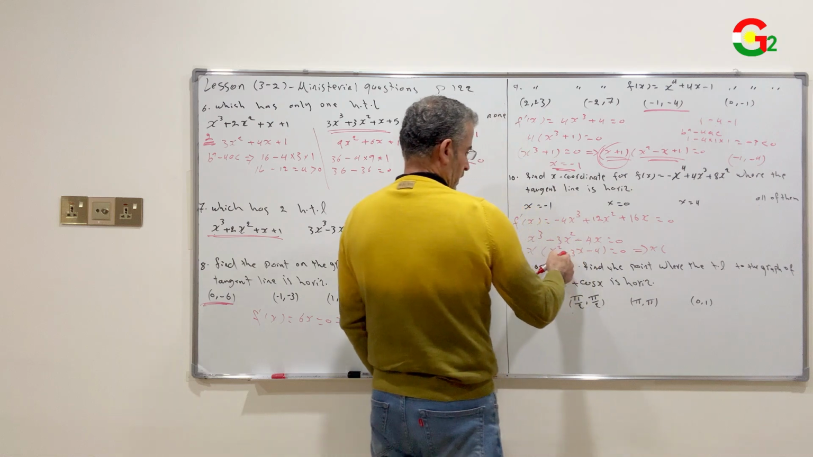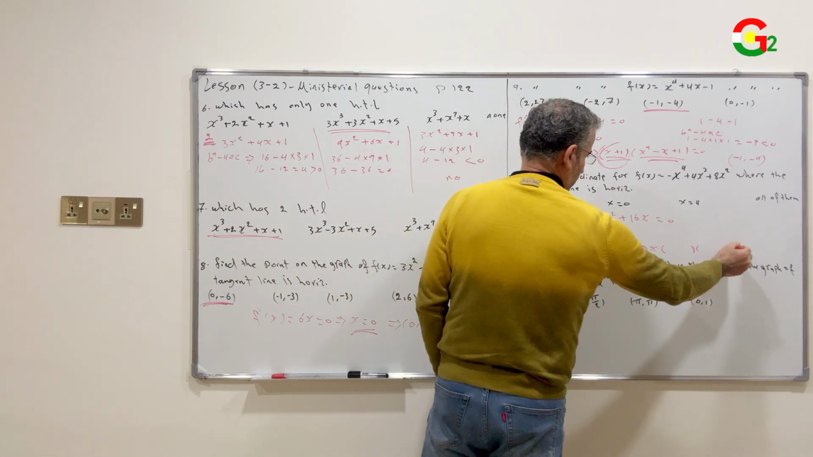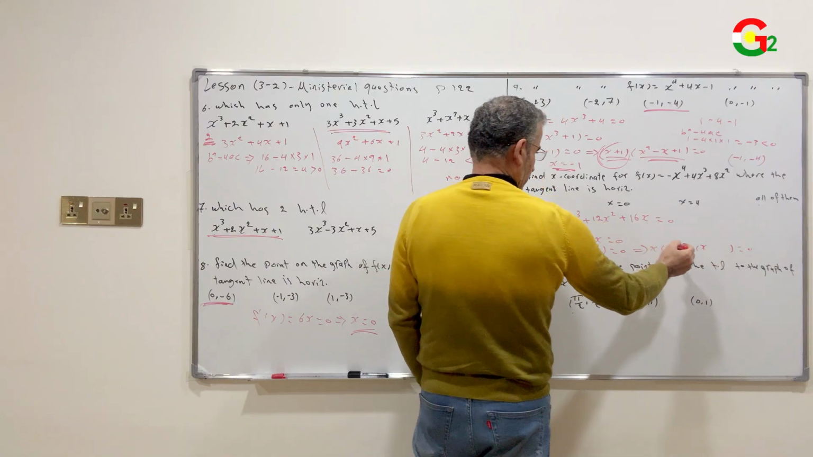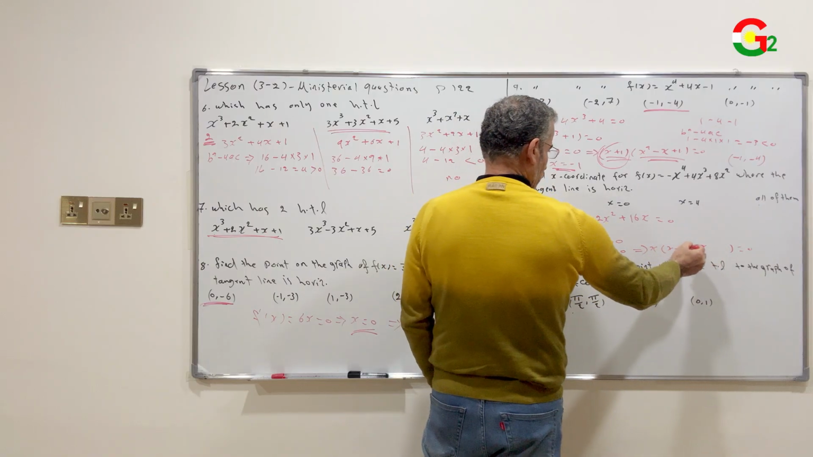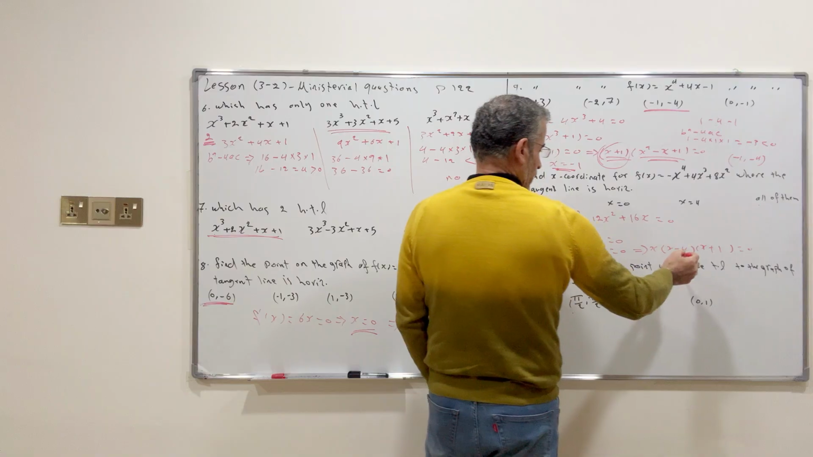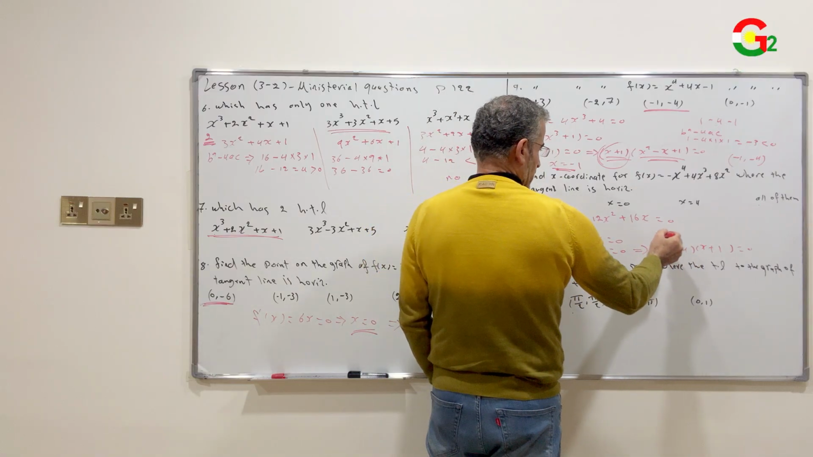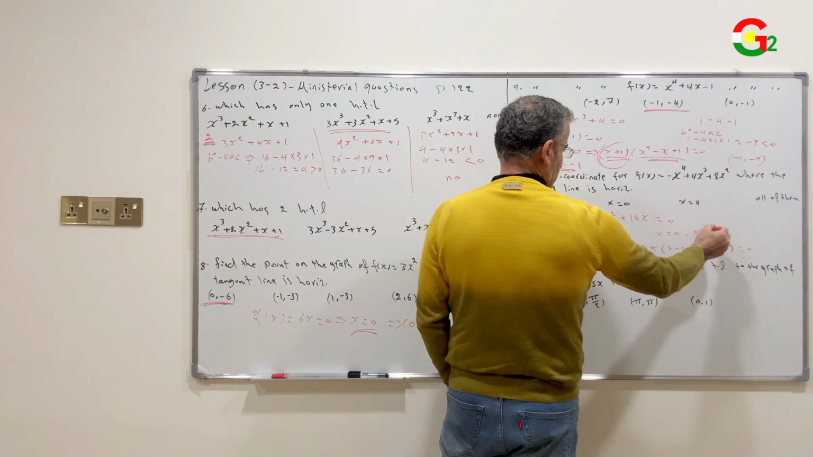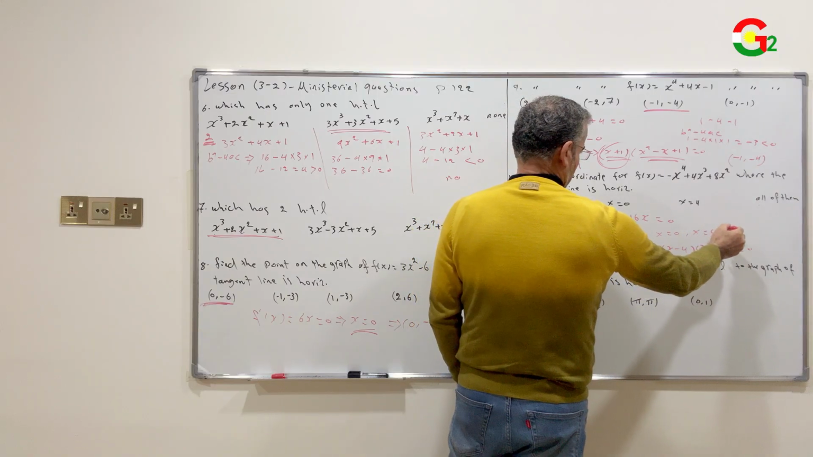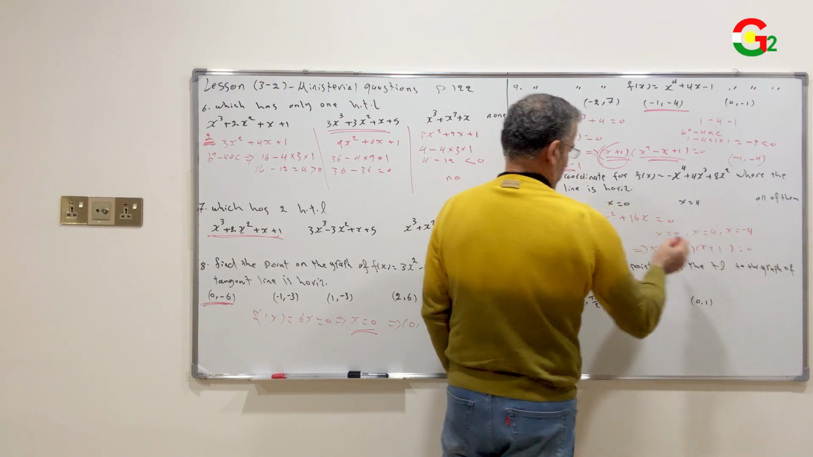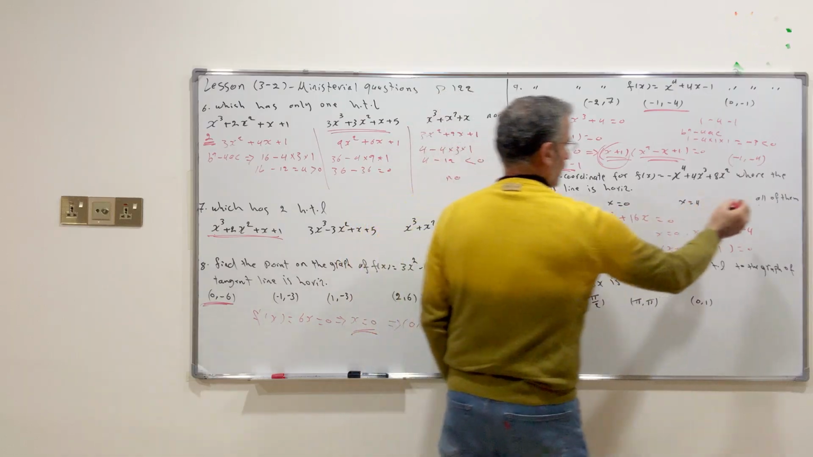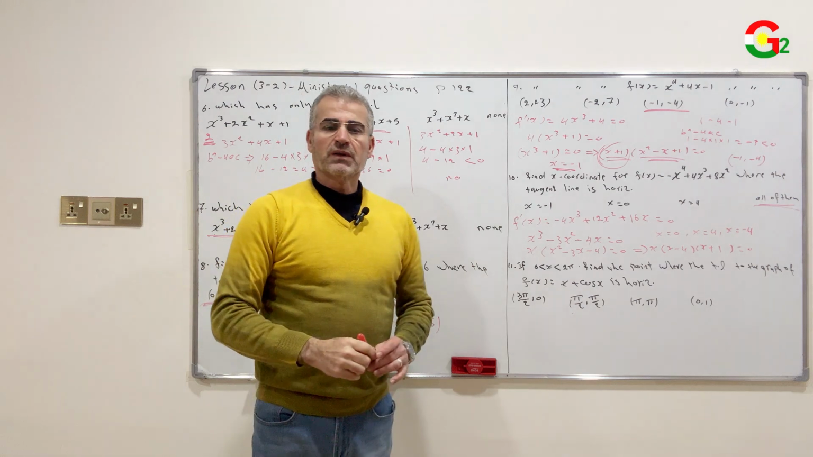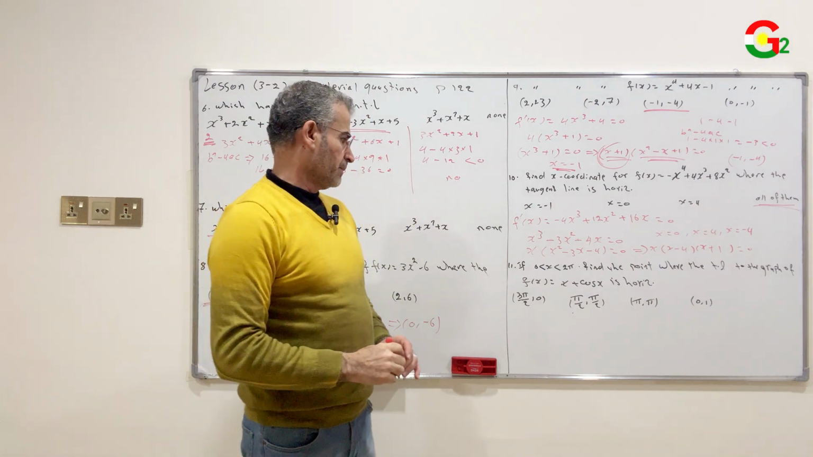Then analyze by factoring the bracket: x minus 4 times x plus 1. Therefore, this function has 3 horizontal tangent lines, x equals 0, x equal 4, and x equal negative 1. 0, 4, negative 1. All of them are points where the function has a horizontal tangent line.